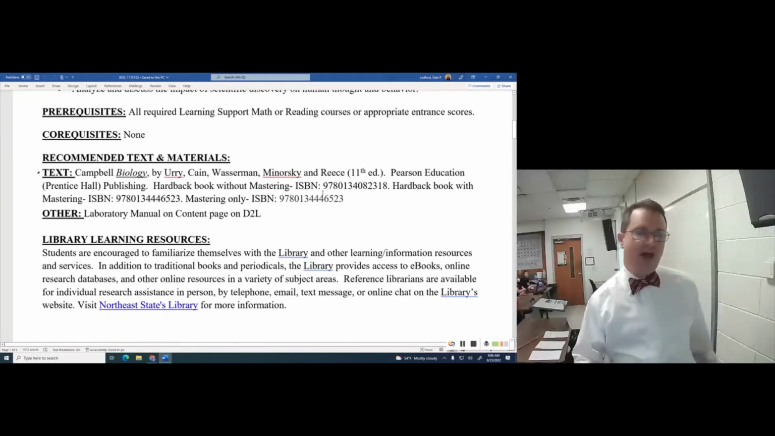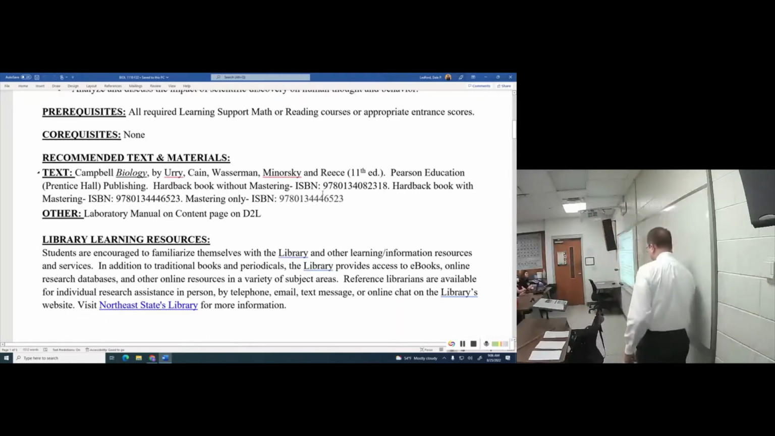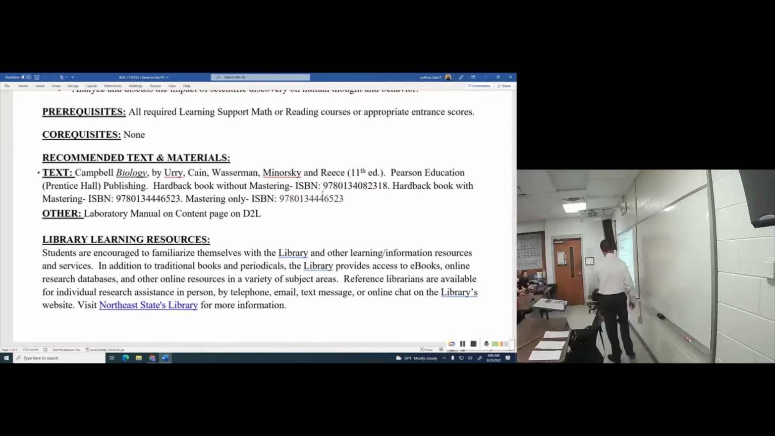Co-requisites, there are none. The textbook is only recommended. If you've ever had me for a class before, you'll know you don't need a textbook. I provide my PowerPoints. They are very detailed in terms of what I want. So that is all you really need is my notes. So I would go ahead and say you don't need a book. If you bought one, go ahead and return it.